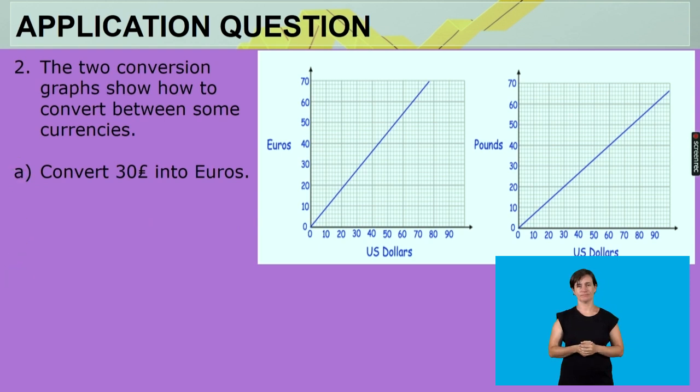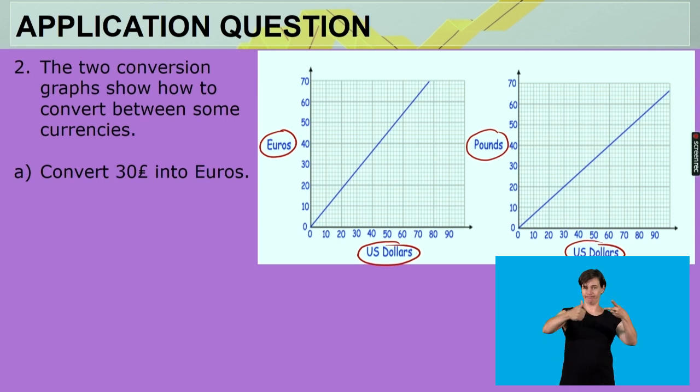So question number 2, we are saying here that two conversion graphs show how to convert between some currencies. Now, before I look at the question, let's first see what our graphs are all about. Looking at the graph on my left-hand side, I can convert between euros and US dollars. We agree. Looking at the graph on the right-hand side, I can convert between pounds and US dollars. So now I will look at question 2a. 2a, I'm saying convert 30 pounds into euros.